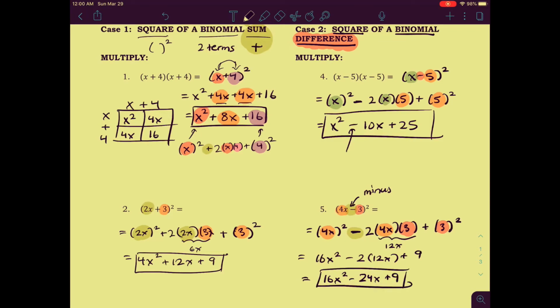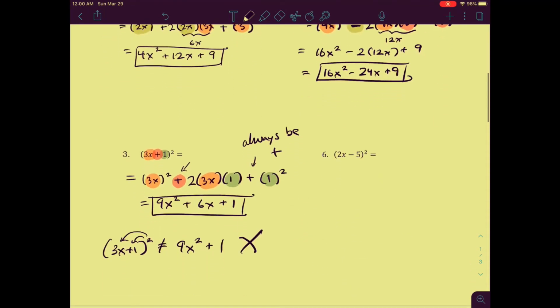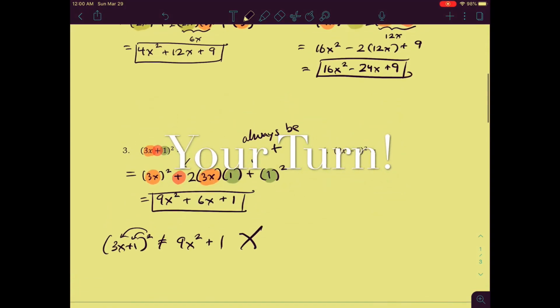So again, if you look at case 1 and case 2, they're very similar structures. The only difference is one's going to have a plus in front of the second term, and here we're going to have a minus. So really just watch out for that, okay? So at this point, I want you to pause the video because it is your turn to try number 6.